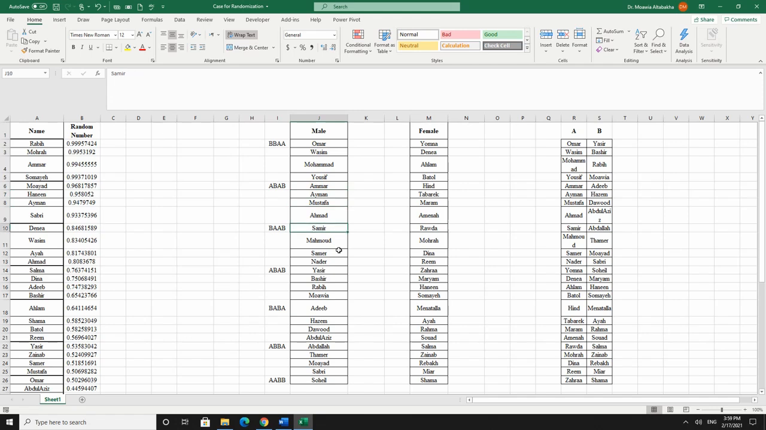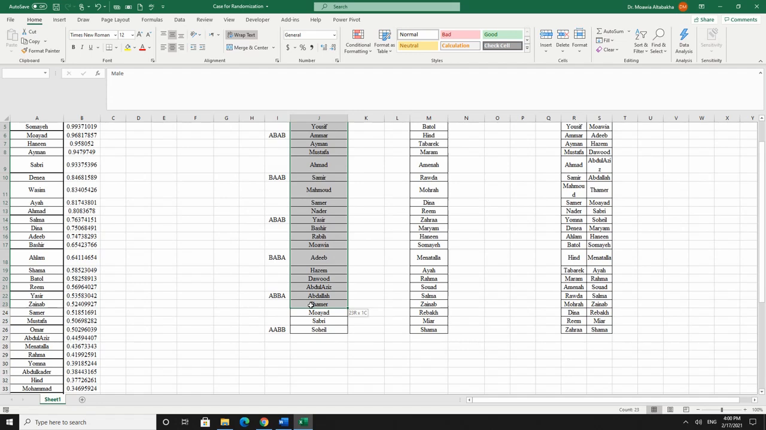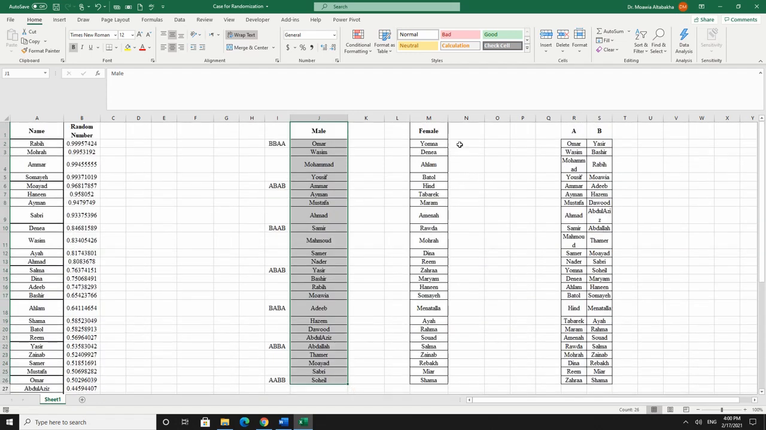Ahmad group B. طيب, for this one, Samir group B. Mahmoud group A. Samir group A. Nadir group B, and so on. Okay, we do also similar things for the female. So in this case, what we did is stratification, and then we did blocked stratified. Okay, stratified and block design.